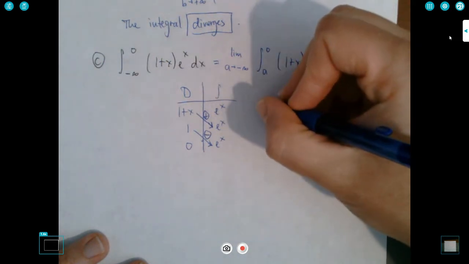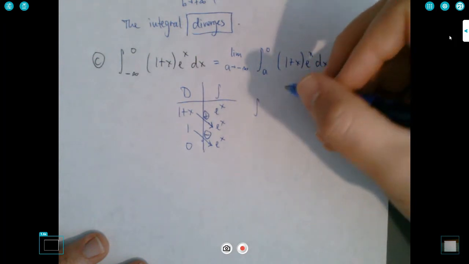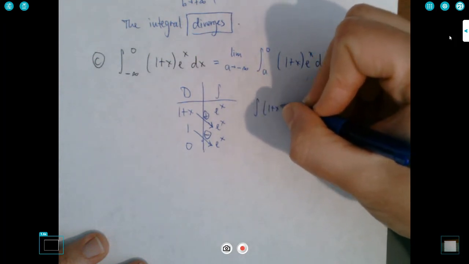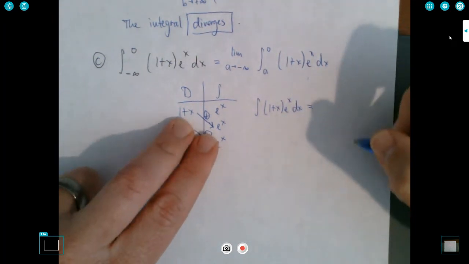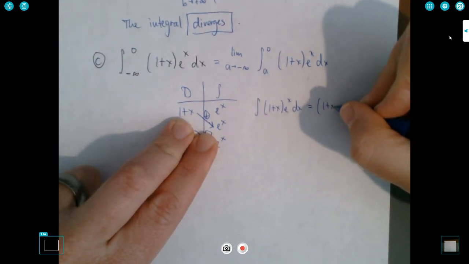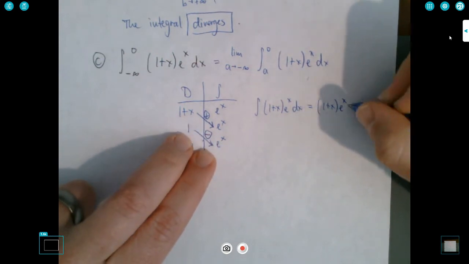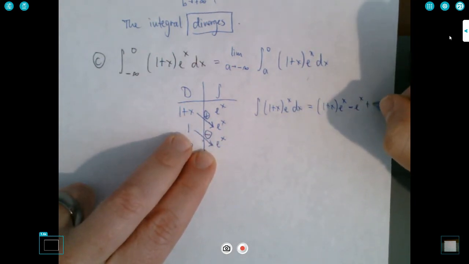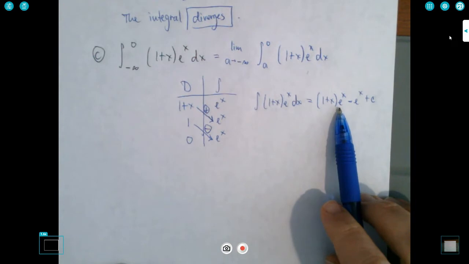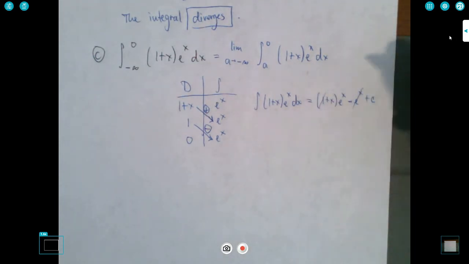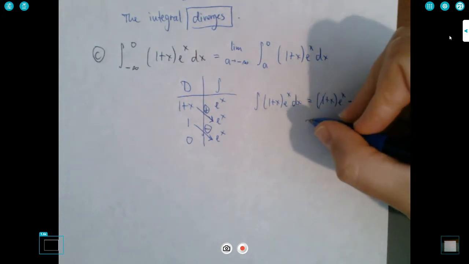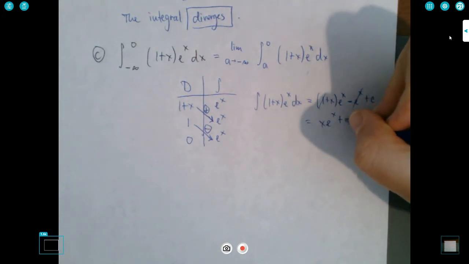Okay, so if I were just looking at the indefinite integral of (1 plus x) e to the x dx, it would be (1 plus x) e to the x minus e to the x plus c. If I distribute the e to the x now, this e to the x and that e to the x will cancel, and then I'll be left with x e to the x plus c.